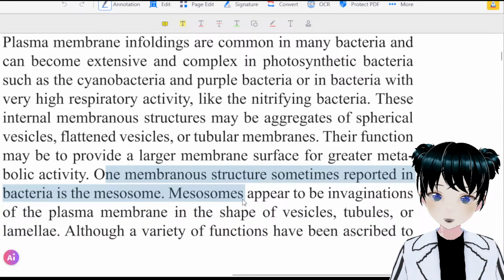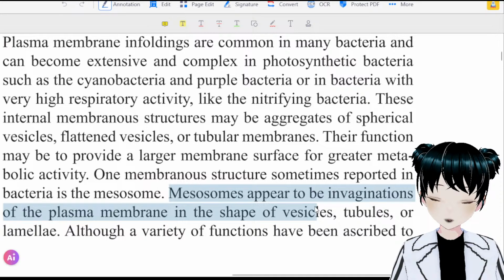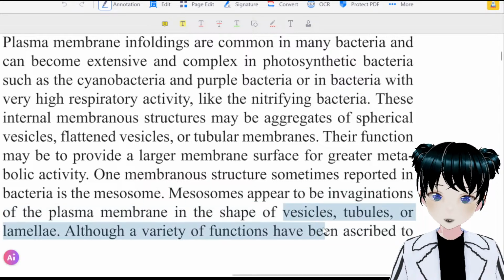One membrane structure sometimes reported in bacteria is mesosomes. Mesosomes appear to be invaginations of the plasma membrane in the shape of vesicles, tubules, or lamellae. Invagination here means the inward denting of the membrane, or sac-like things. They have used names like vesicle shape, but they are attached, not detached. The problem is that vesicles are usually detached. So there are invaginations, right?